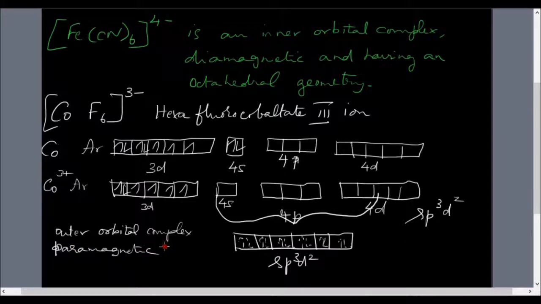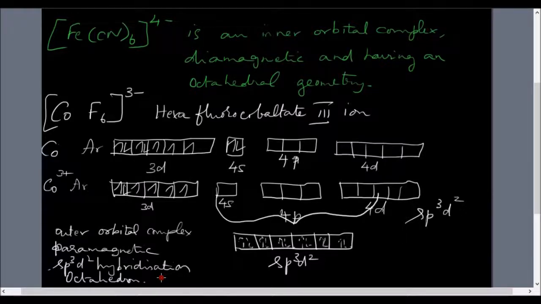Here we can also write the hybridization, sp3d2 hybridization. Then the shape is octahedral. I suppose it is clear to you. We have taken 2 examples to explain bonding in the octahedral complex. One is the hexacyanoferrate and the other one is hexafluorocobaltate.